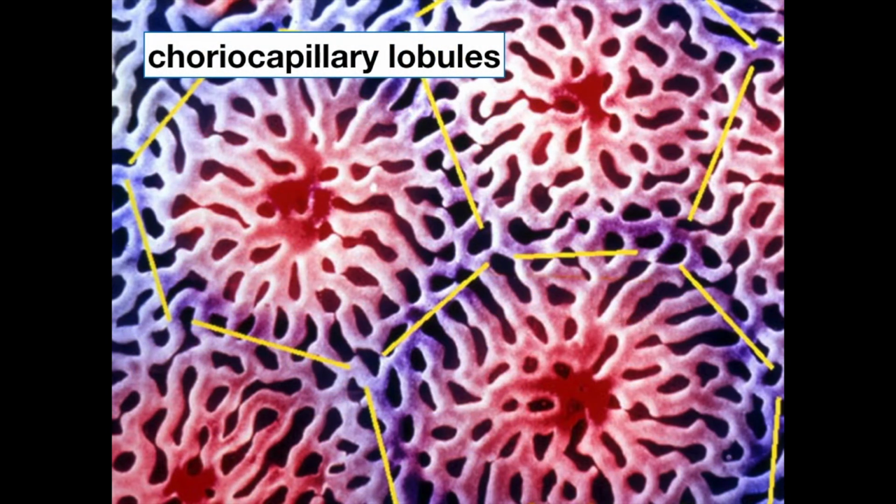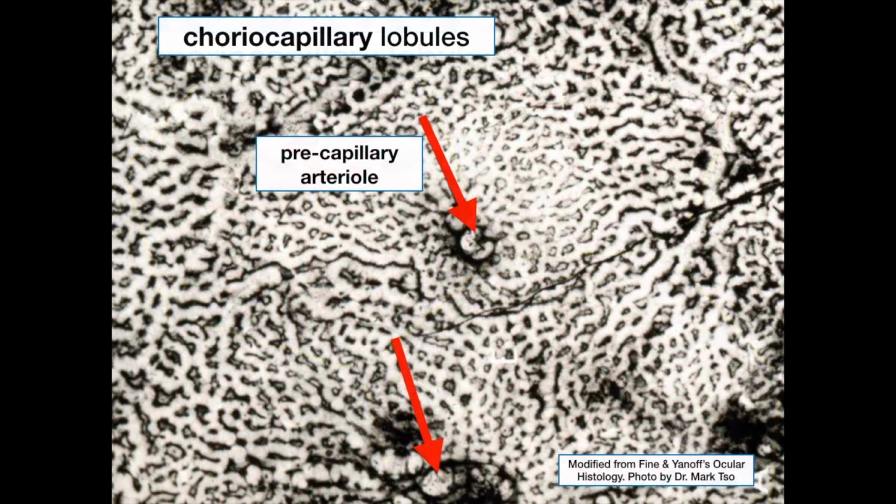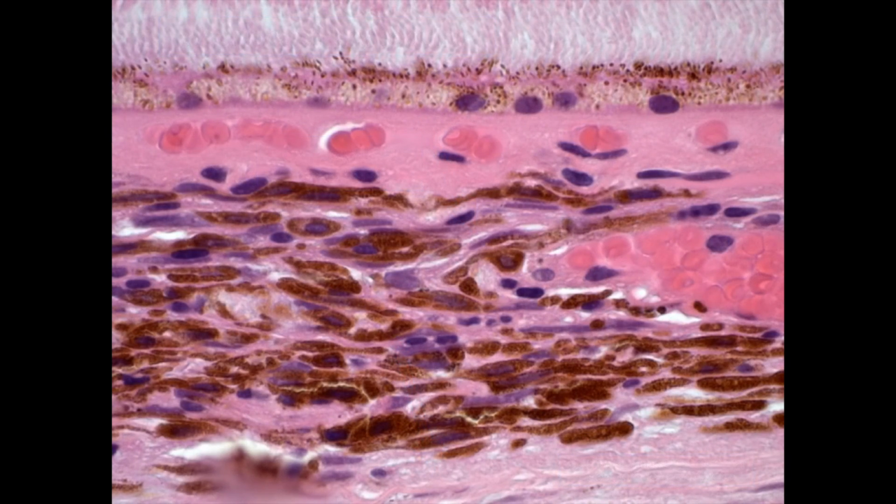The choriocapillaris has a lobular arrangement, shown here in this scanning electron micrograph. Each choriocapillary lobule is supplied centrally by a precapillary arteriole and is demarcated peripherally by a ring of postcapillary venules. The pigment in the choroid is present within pigmented melanocytes.